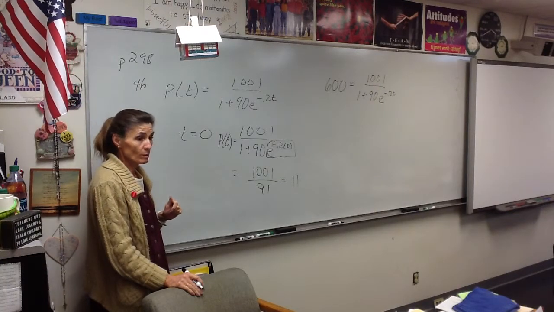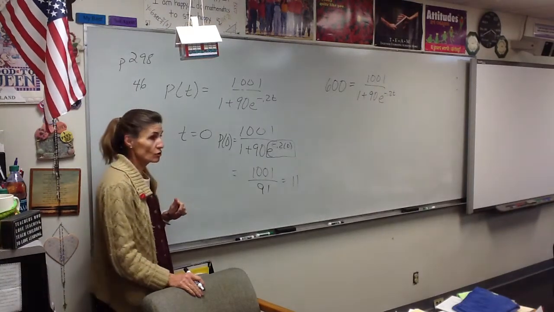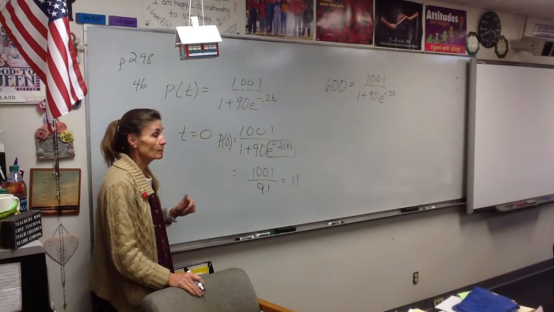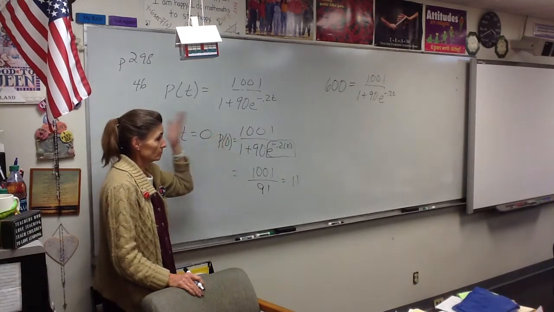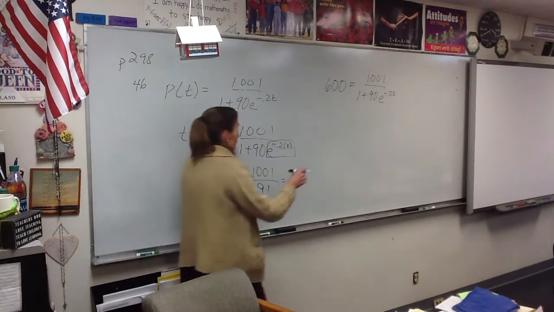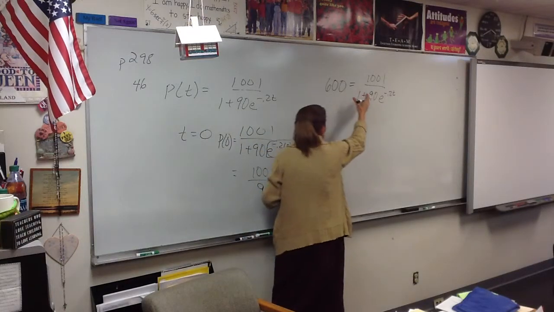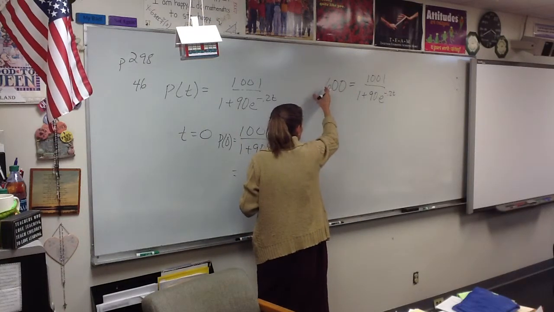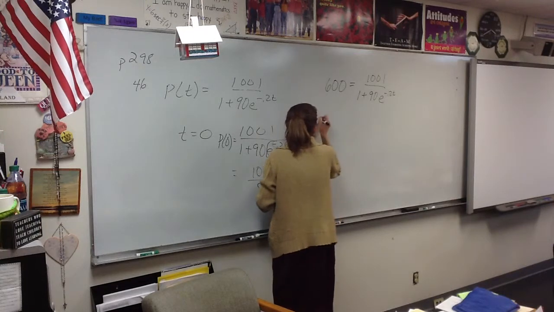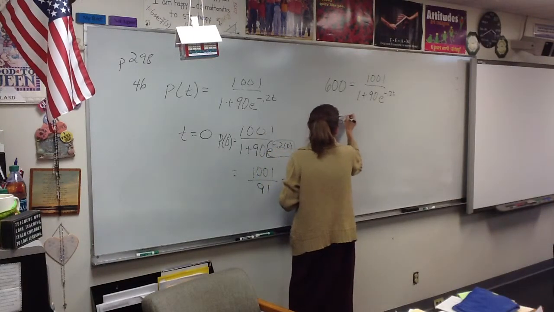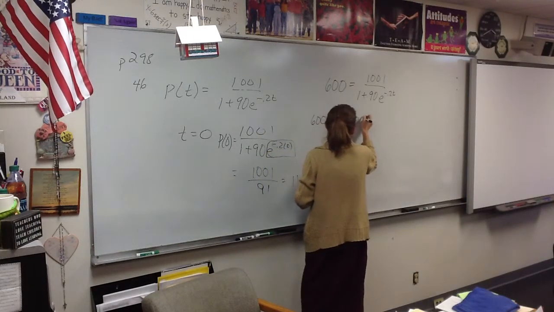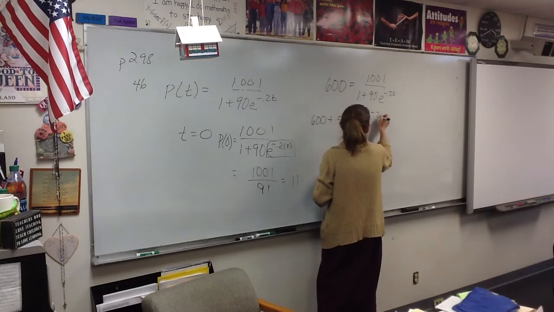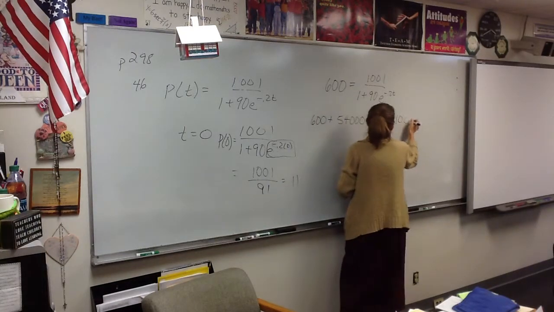All right, so here we go. How are we going to begin solving this equation? Solve the bottom. We're going to bring this guy over here. So we'll have 600 plus 54000 e to the negative 0.2t equal to 1,001.